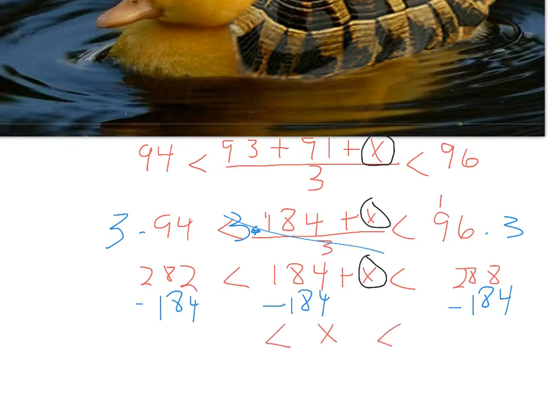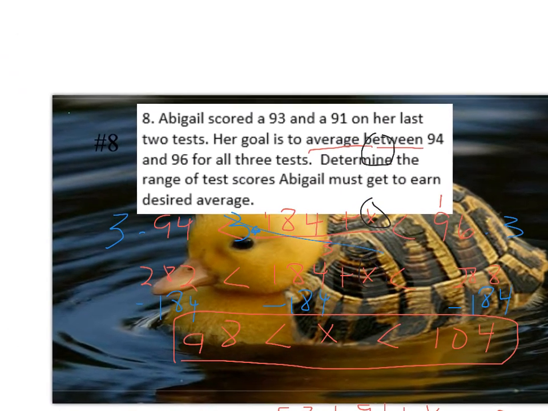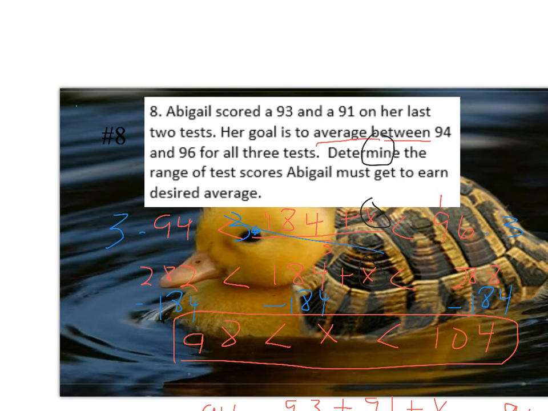So when I subtract 184, that is gone. That leaves me with a 98 over here, and that leaves me with a 104 over here. So now going back to answer the question, she needs to score between a 98 and a 104 to average between 94 and a 96 on this next test. That's to answer that question completely.